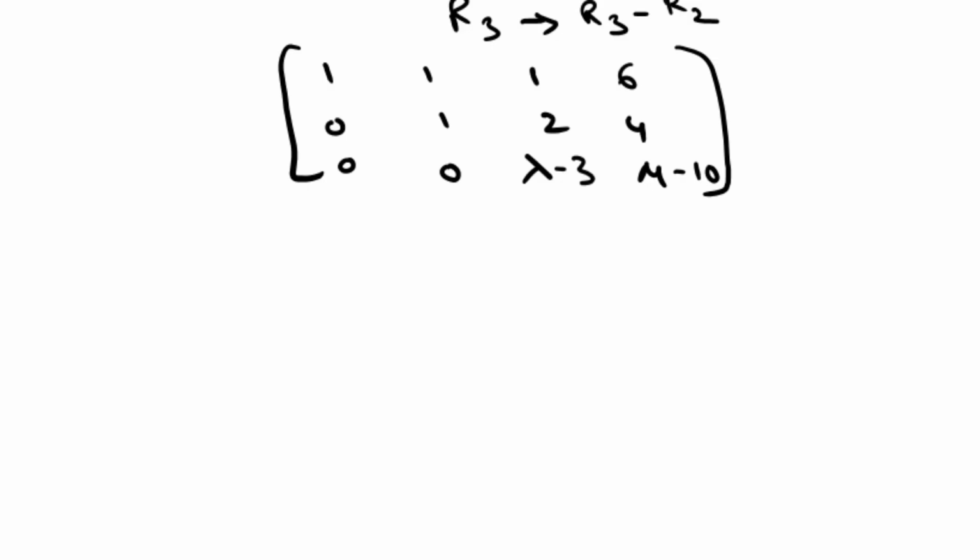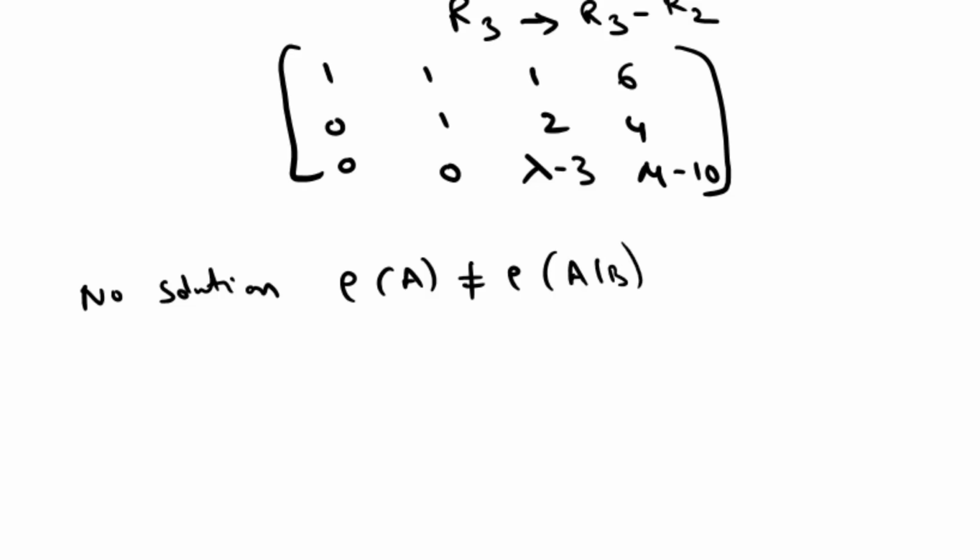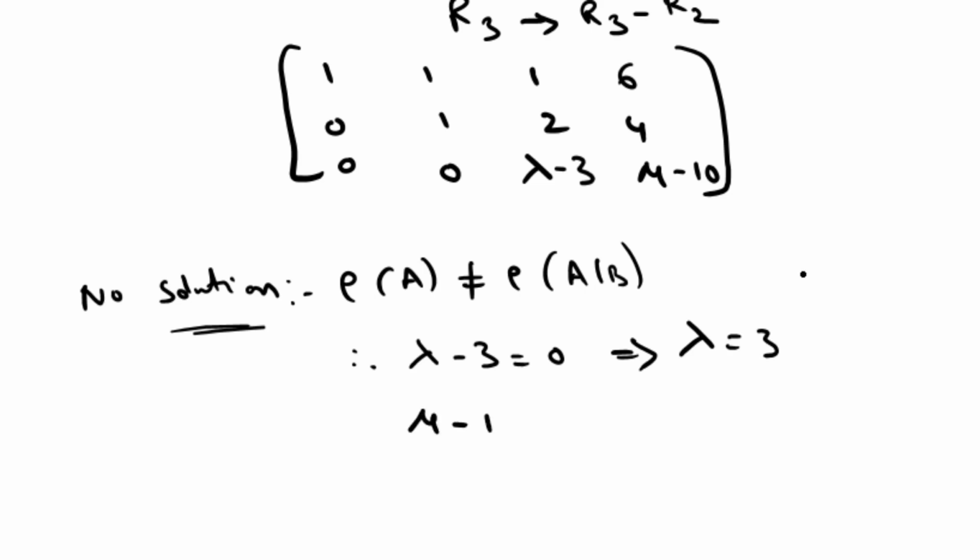Now to have no solutions, rank of matrix A is not equal to rank of the augmented matrix. Therefore lambda minus 3 is equal to 0, so lambda is equal to 3, and mu minus 10 is not equal to 0. This is for no solution.